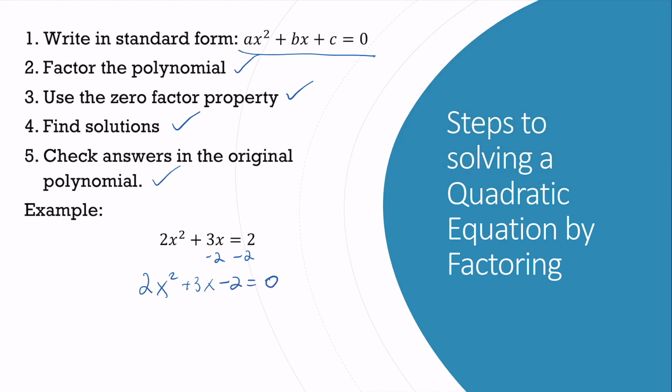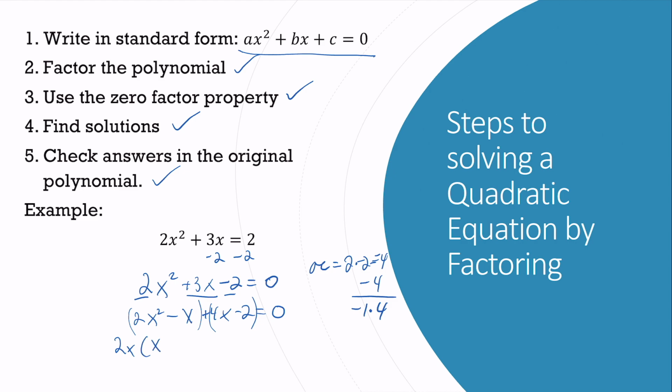Now I can factor. I need to find the factors of AC that add up to B. AC is 2 times negative 2. That's negative 4. B is 3. So what are some factors of negative 4 that add up to positive 3? How about negative 1 and 4? So I've got 2x squared minus x plus 4x minus 2 equals 0. And then I factor by grouping.